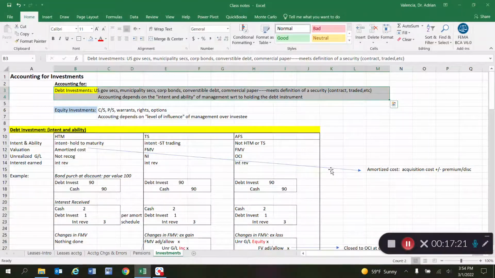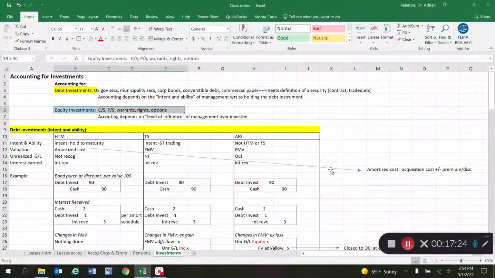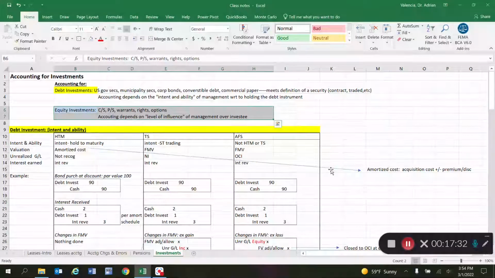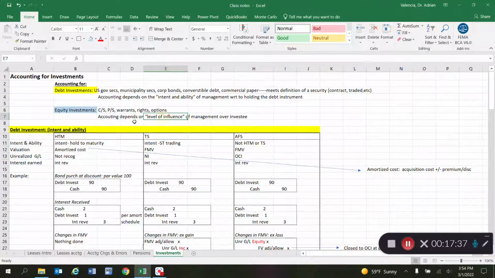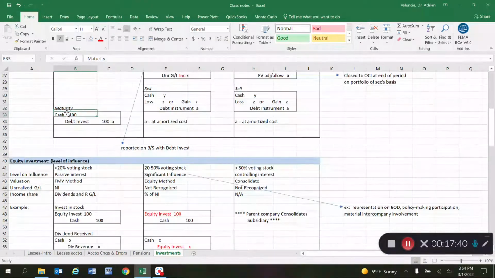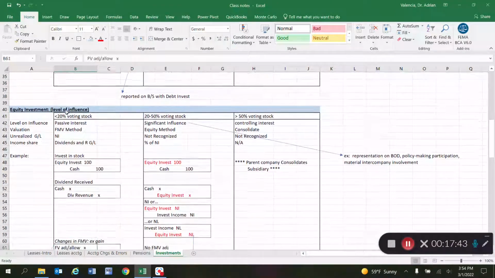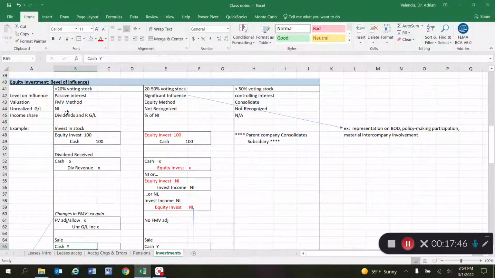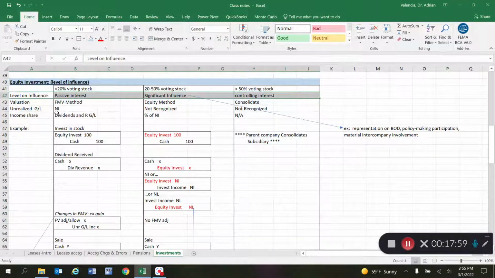So now let's look at how we account for the equity investments that a company makes of the stock of another company. And as I stated before, the accounting for it depends on the level of influence. So let's look at what that means. Let's go to the blue section here. So when a company buys the stock of other companies, they can fall under one of these three categories. And these three categories determine the level of influence.